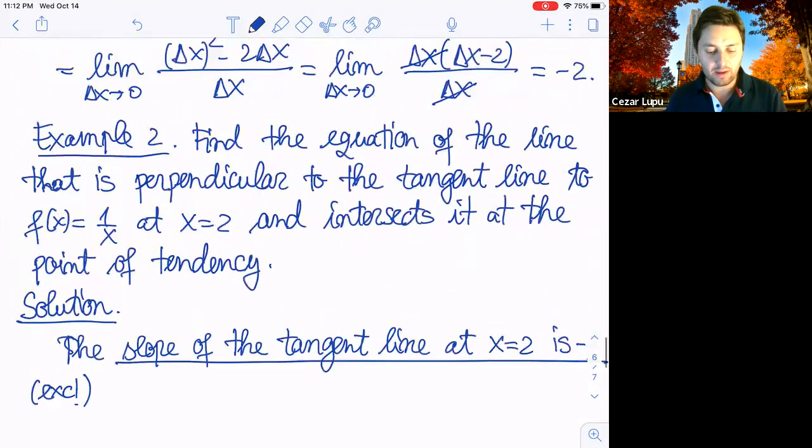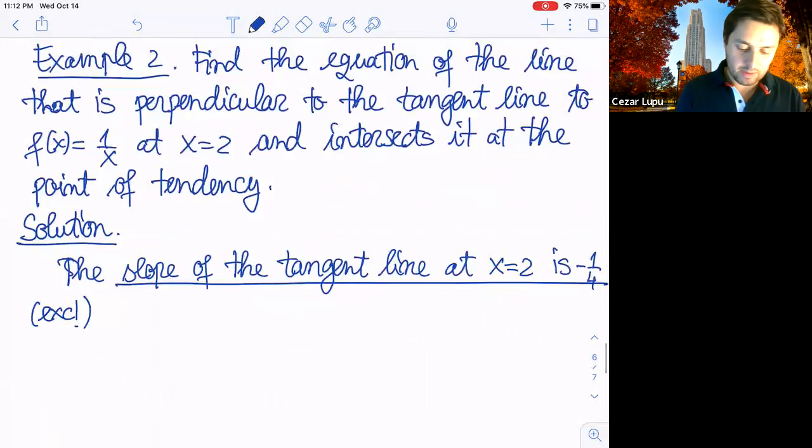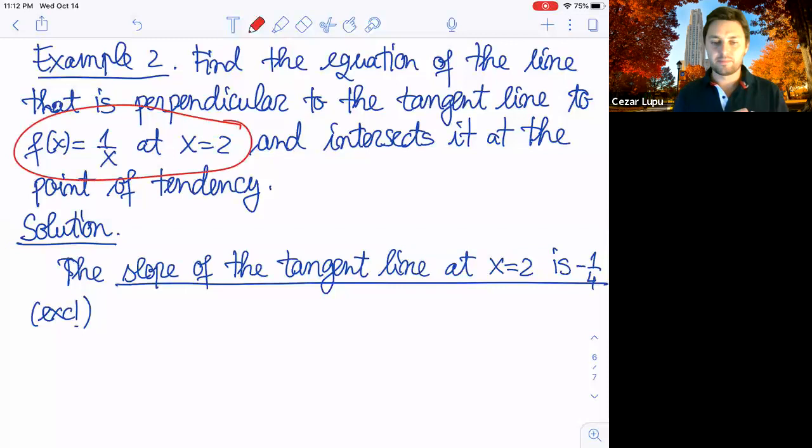So you just do the same thing as you did here. But this time, this will be for this function at this point. Keep that in mind. So you have to compute again the difference quotient. So you take the limit as delta x approaches 0 of f of x naught plus delta x minus f of x naught over delta x, and in your case x naught is 2, so it's f of 2 plus delta x minus f of 2 over delta x. You plug it in and you will see that it's negative 1/4. Okay. So I'll leave this to you as an exercise to do it.